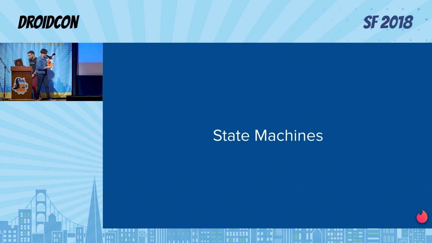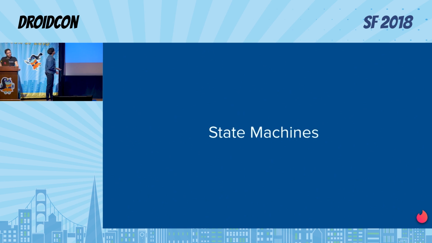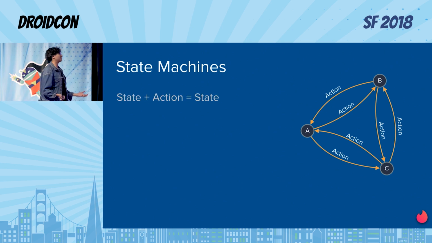Okay, so just talking about state machines in general, this is a very common concept. It's something that exists in the world. The way we wanted to treat the concept of a state machine for our purposes was to keep it pretty simple. We wanted to say that a state machine is basically represented by this equation, where a state, when given an action, outputs a new state.